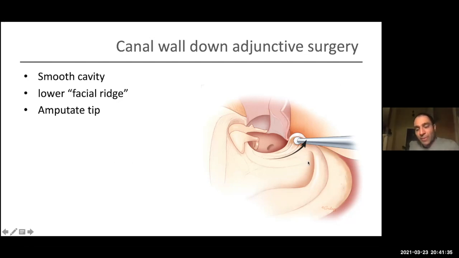Some people also talk about amputating the tip of the mastoid here if you've got a very big cavity, because the idea is the muscle then falls in and automatically reduces the size of the cavity.